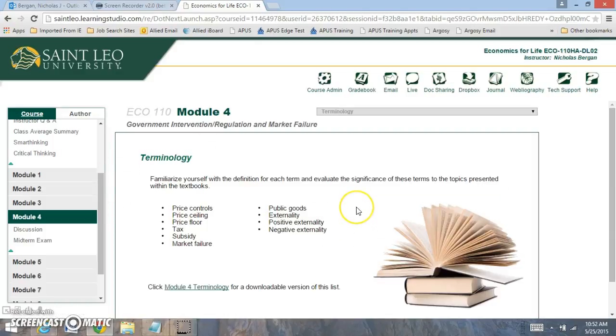Now, some of the terminology that we're going to be looking at this week is price controls, with regard to price ceilings and price floors. A price ceiling is where the government regulates the highest price that can be charged in the market. An example of a price ceiling would be rent control, whereas a price floor is the lowest price that can be charged in the market. The best example of a price floor is minimum wage.